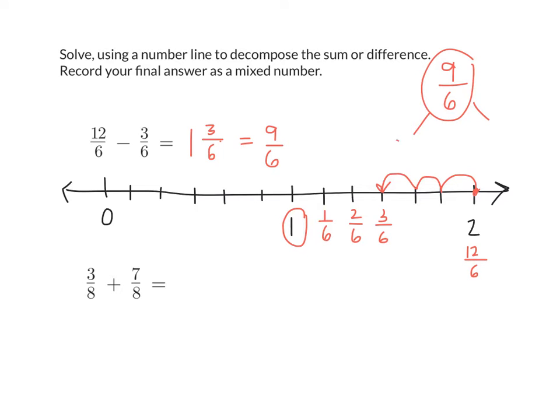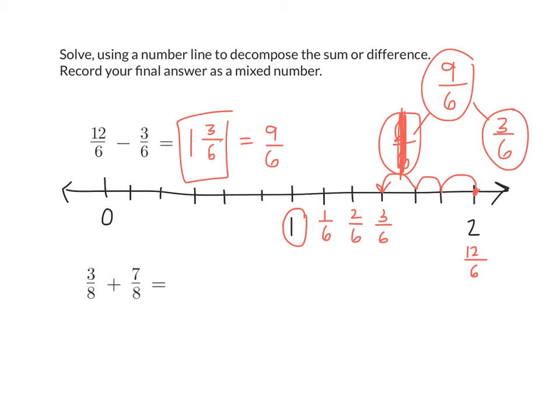Everyone? 6/6. If I take out 6/6 or I take out one whole, how much is left? Everyone? 3/6. So I have 1, because it's the same as 1, and 3/6. So as a mixed number, my answer is 1 and 3/6. And I can show it using a number line like so.